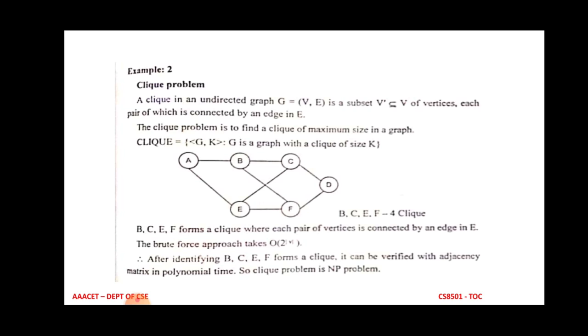So B, C, E, F. The vertex B is connected with A and C, and C is connected with B, D, E. E is connected with A, C, F, and F is connected with E, B, D. So every pair of the given vertices is connected by some edge in E.